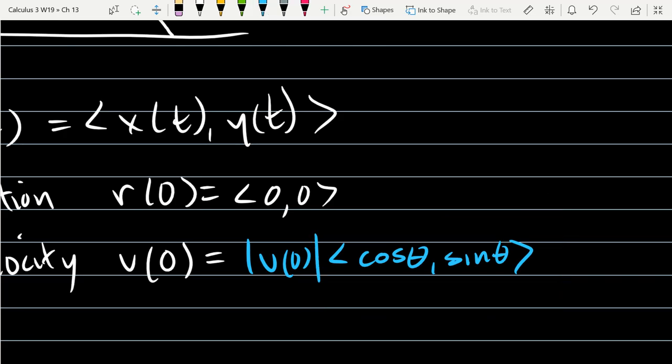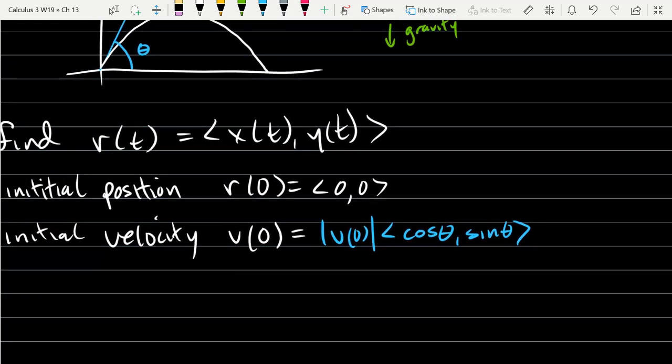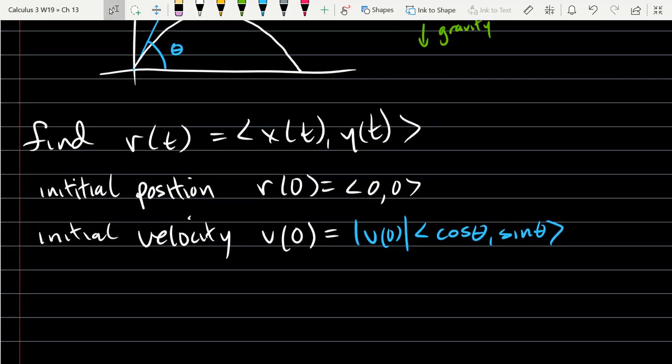So we're taking the unit vector in the direction, multiplied by the magnitude, and that'll give us the properly scaled velocity right there. All right, so that's our initial velocity. I think that is all that we need. We need to know the force of gravity.